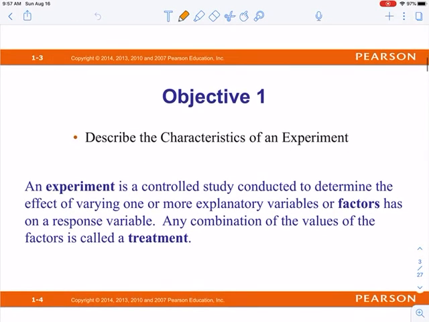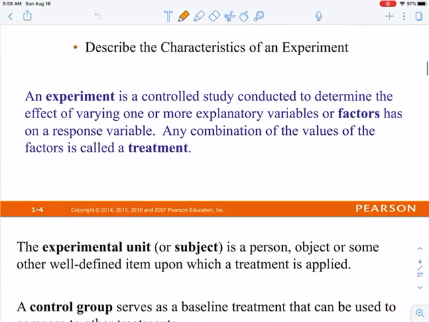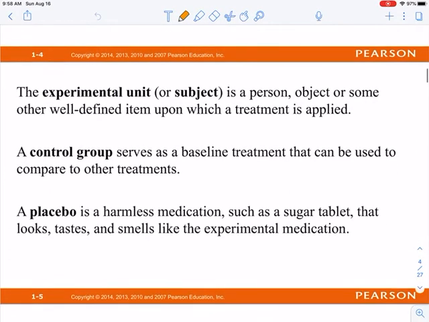For our first objective, to describe the characteristics of an experiment: an experiment is a controlled study conducted to determine the effect that varying one or more explanatory variables or factors has on a response variable. Any combination of the values of the factors is called a treatment. The experimental unit or subject is a person, object, or some other well-defined item upon which the treatment is applied.